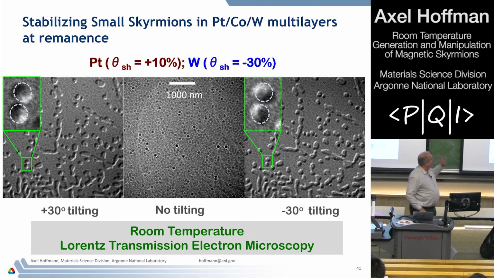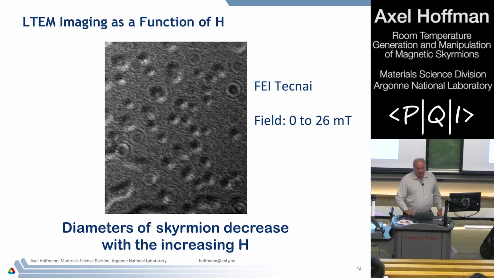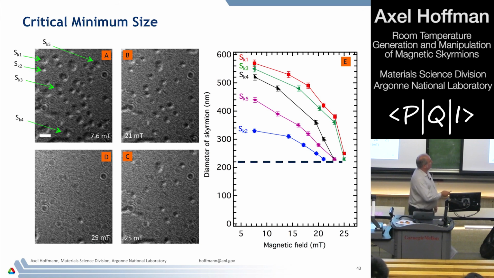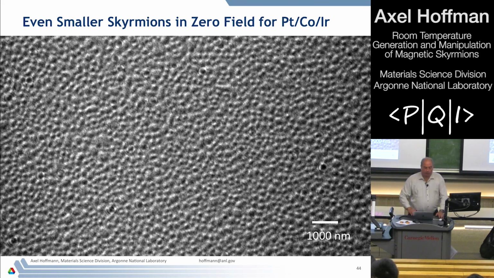We can then look at the magnetic field dependence. If we increase the field, the skyrmions shrink and they vanish at some point. You can see that all these skyrmions essentially vanish at the same critical diameter, which allows us to determine properties like the Dzyaloshinskii-Moriya interaction and so on. You can then play around with some of the materials between platinum, cobalt, tungsten. You can also use platinum, cobalt, iridium, for example, where you can get lots of very small skyrmions. Some of these are down to like 80 nanometers.